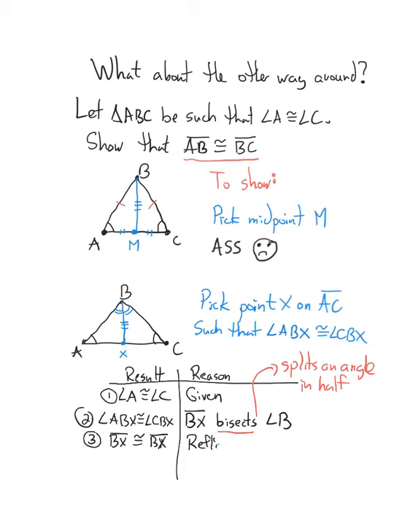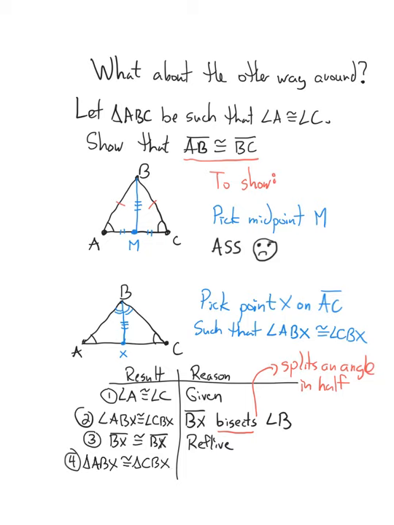So reflexive. Okay. So we can reason, because we have those two angles, angle A and angle C are congruent. The other two angles, angle ABX and angle CBX, are congruent. So that's angle. And we have the shared side. BX is, of course, congruent to itself. We can use angle side to say that those triangles are congruent. So let's do it. So triangle ABX is congruent to triangle CBX.